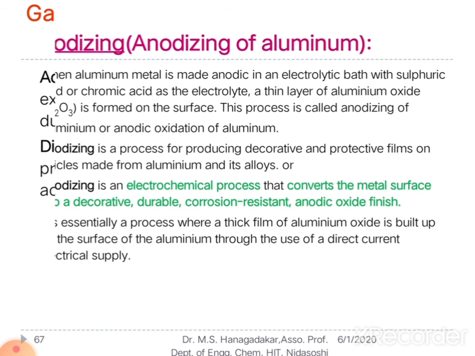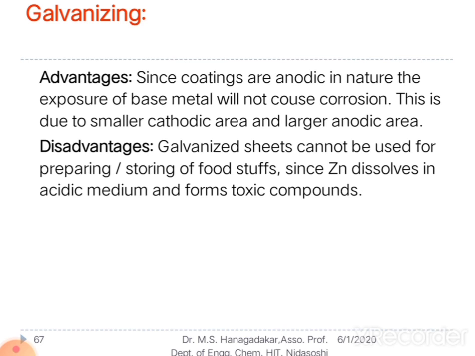So this is about galvanization. Galvanization applications: this is used for roofing sheets, buckets, wires and pipes, and manufacture of automobile parts, bolts, nuts, etc. are good examples of the galvanized coating.